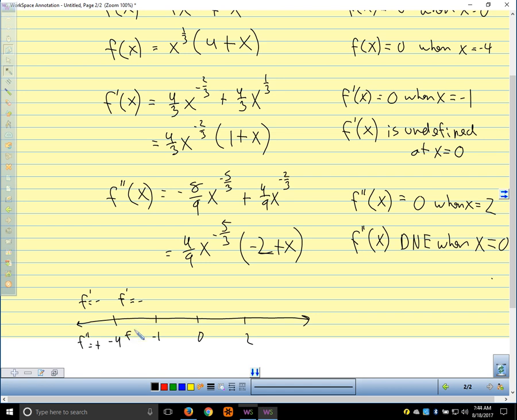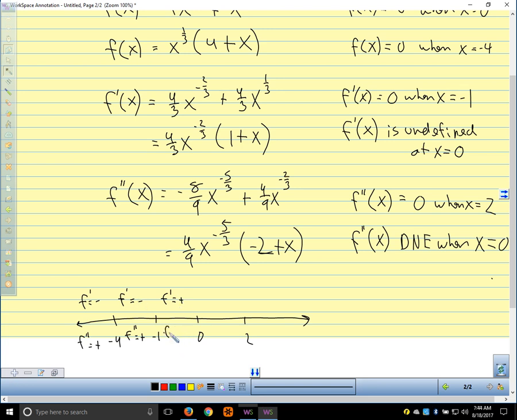F double prime. Still, this is negative, and this is negative. They're both negative. So the second derivative is going to be positive. Between -1 and 0, that's positive, and this is positive. Right. So we had a sign switch here.